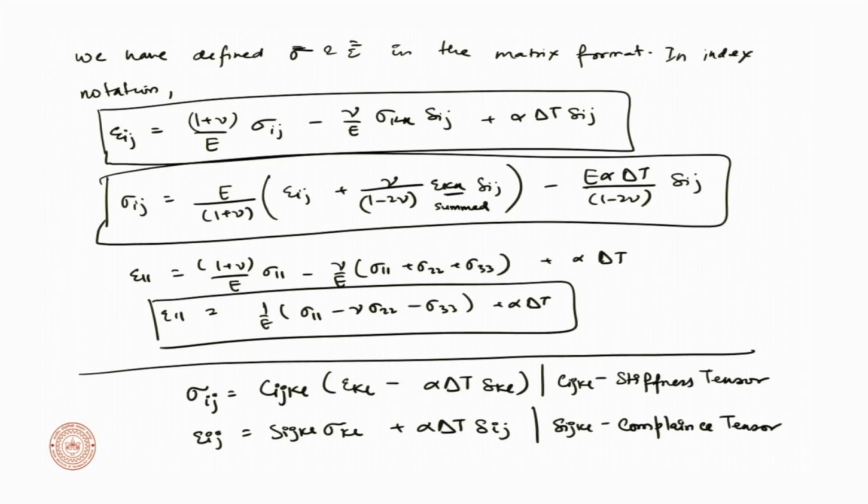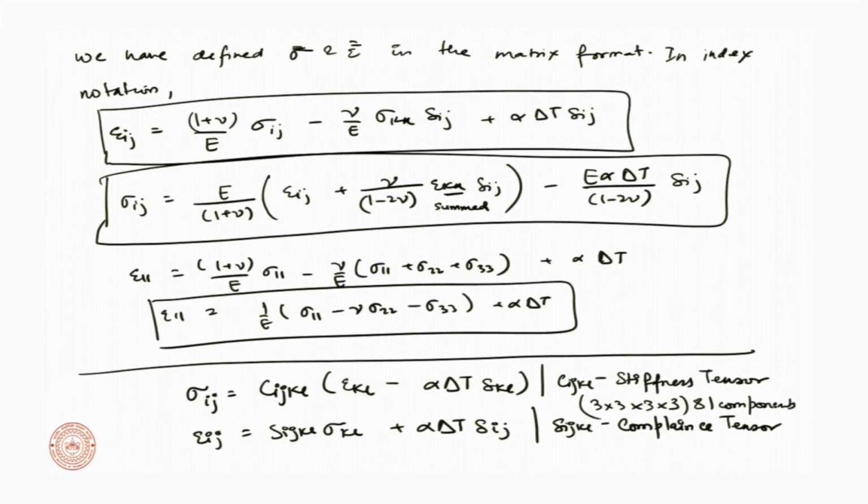There is a slight misnomer in these cases. That is how it has been written and used so far. So, C ijkl is the stiffness tensor, S ijkl is the compliance tensor, right. So, the first letters of the names have been flipped. However, that is how it is. Both of them are 3 cross 3 cross 3 cross 3, that is, having 81 components.